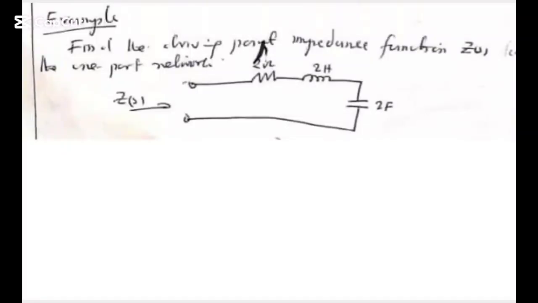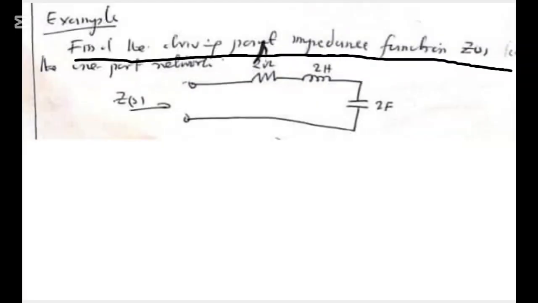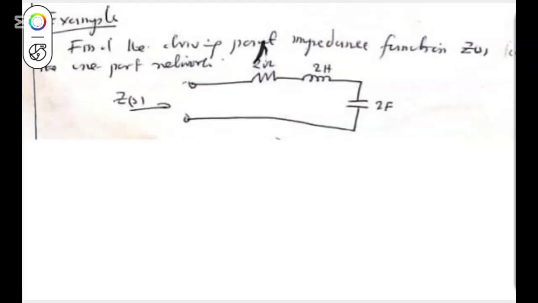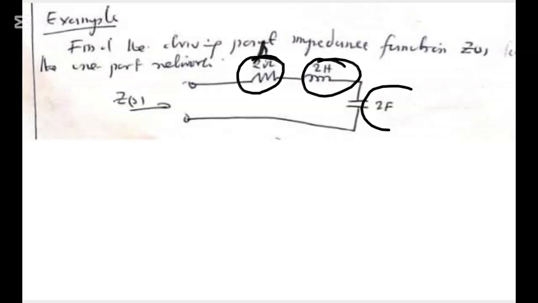So let's solve one example under the one port network. The question says we are to find the driving port impedance function Z0 for the network. You have to notice that we have 2 ohm, 2 Henry, and 2 Farad. The first thing we are going to do is convert the network into S domain.